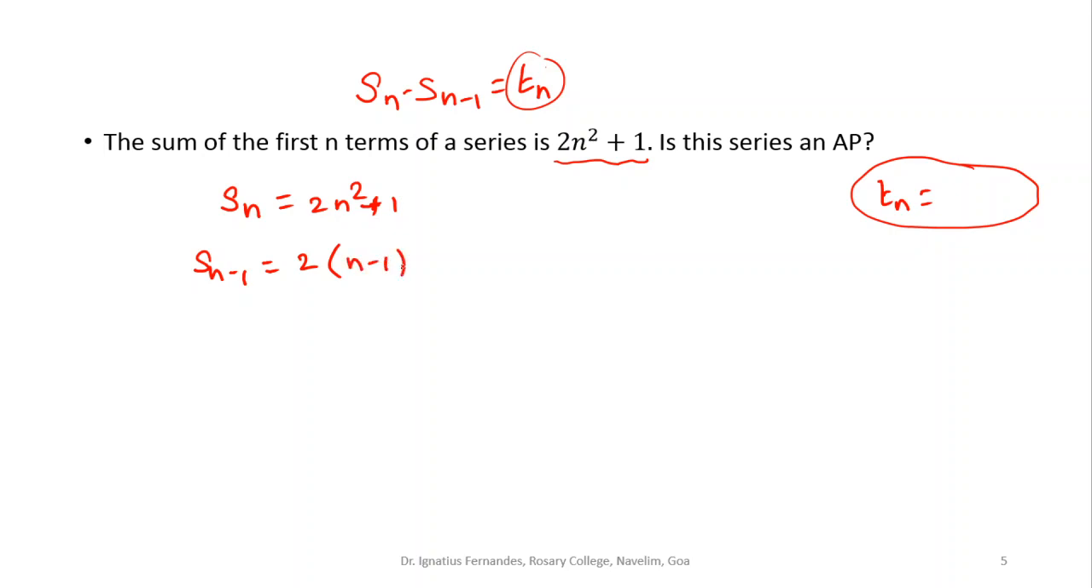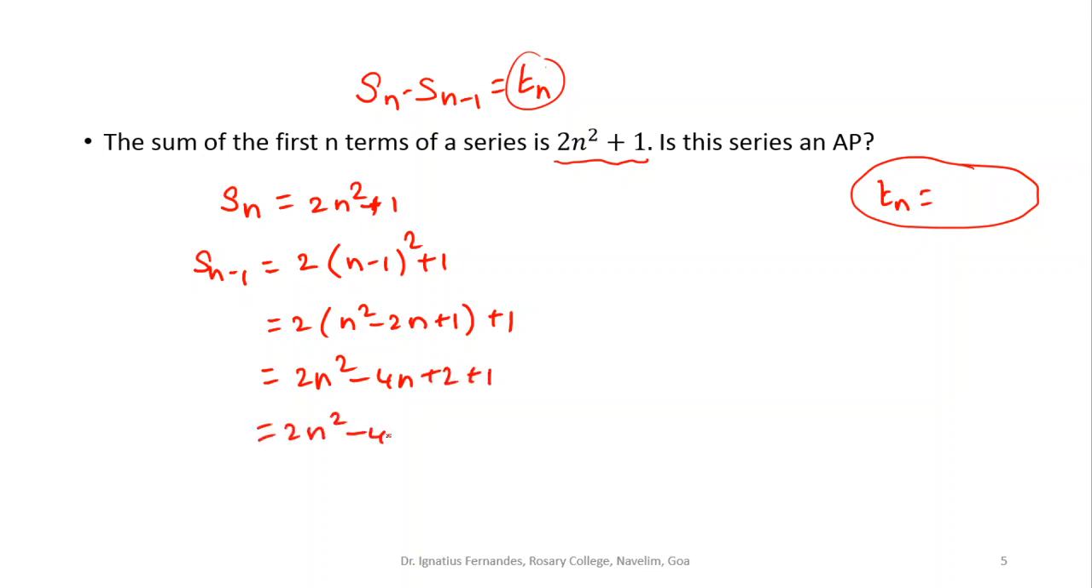So it will be (n minus 1) square plus 1. This will be 2 into (n minus 1) square, which is n square minus 2n plus 1 as it is, equal to, so I have 2n square minus 4n, I'm multiplying this 2 throughout, plus 2 plus 1. So I have 2n square minus 4n plus 3. So this is our S(n minus 1).